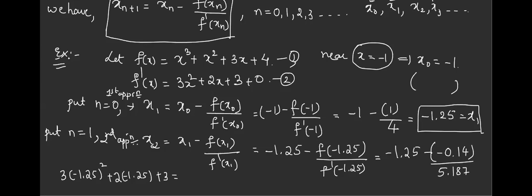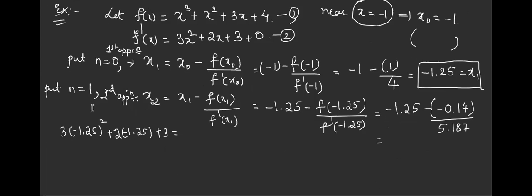See, while doing this, be very careful. First, you calculate this. Minus into minus is plus. So you calculate like this: 0.14 divided by 5.187. Then take minus 1.25. Otherwise, your answer will be wrong. If you just divide, it divides the whole thing. Lastly, be careful about the calculation. Minus 1.22.